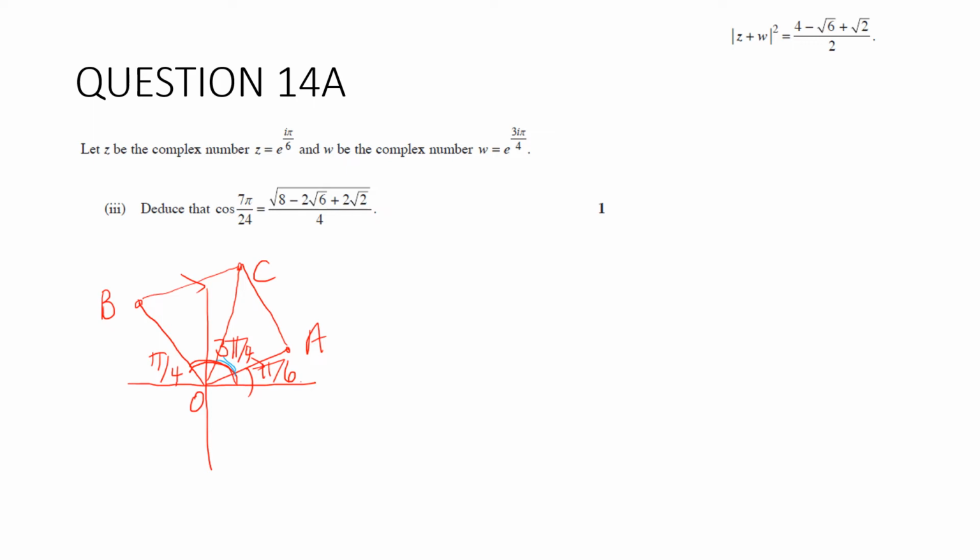Part 3. Deduce that cos 7 pi on 24 is equal to this. Alright, this is going to come from this triangle here. Now we know the length of OA is 1, and the length of OB is also 1, which makes CA have length 1 as well. And we just worked out this length here. It is there. And we know that this angle here is 7 pi on 24.